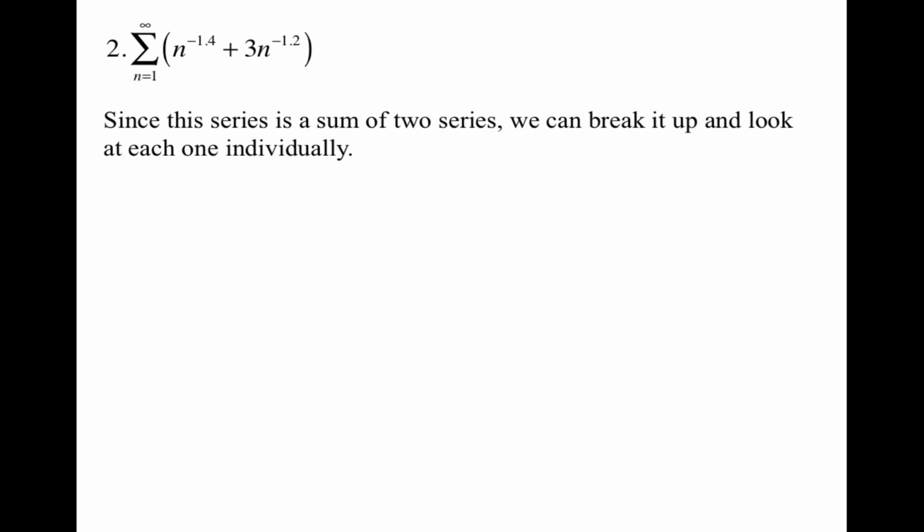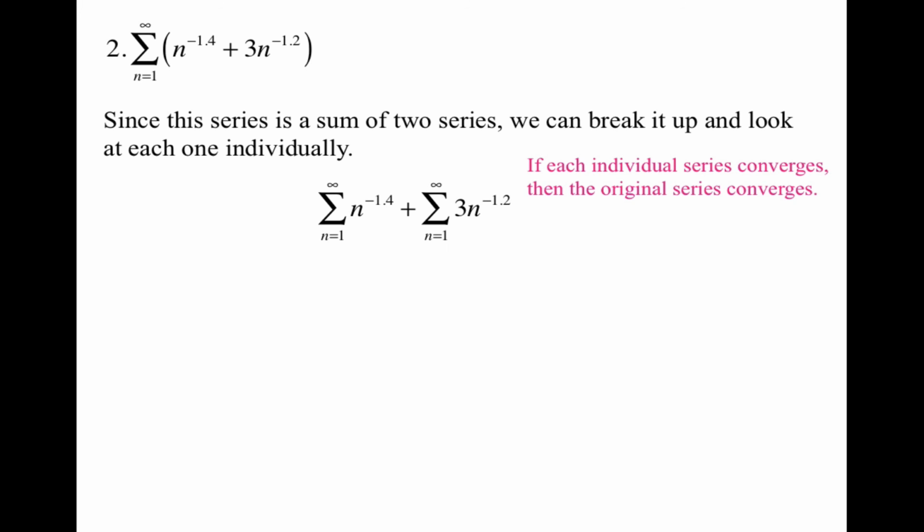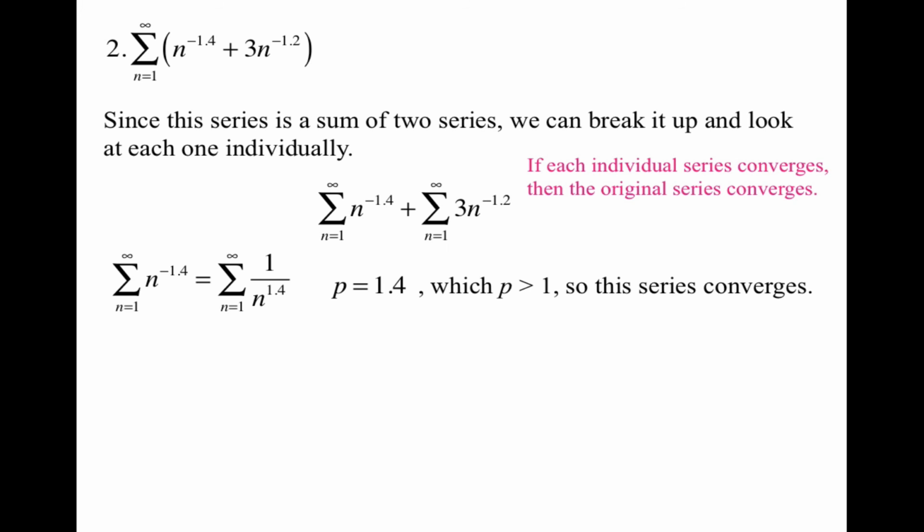Okay, let's look at this example. Since this series is a sum of two series, we can break it up and look at each one individually. So I'm looking at the first series, n to the negative 1.4, and then the second series, 3n to the negative 1.2. And we have to keep in mind that if each individual series converges, then the original series converges. And so if I look at n to the negative 1.4, rewrite it so I no longer have a negative exponent, you will see that this is a p-series where p equals 1.4, and that's bigger than 1, so that series converges.